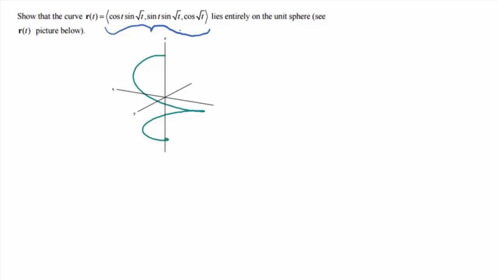So to show that a set of points like r of t lies on the unit sphere, all you have to show is that these coordinates, which are x in terms of t, y in terms of t, z in terms of t, satisfy the equation of the surface that we're talking about. And that means automatically, by definition, that the curve that r of t graphs must lie on that surface. So what's the equation of the unit sphere? Yep.